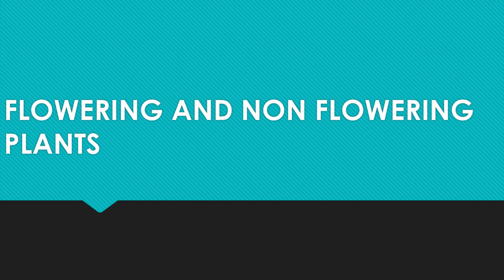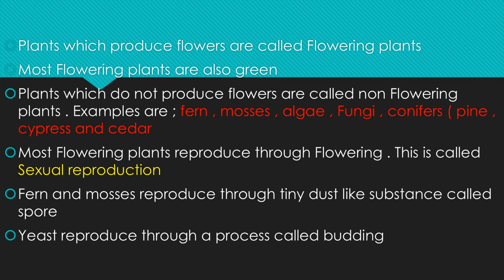Today we are going to have a look at flowering and non-flowering plants. Pupils, plants which produce flowers are called flowering plants, meaning they have flowers. Most flowering plants are also green. We said the green coloring matter found in leaves is called chlorophyll.